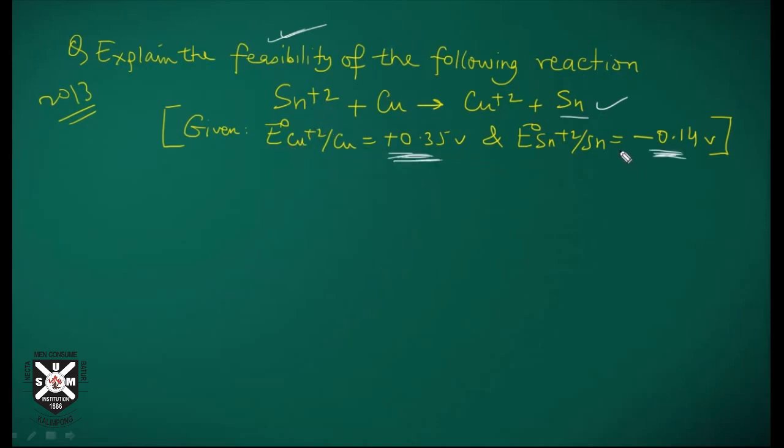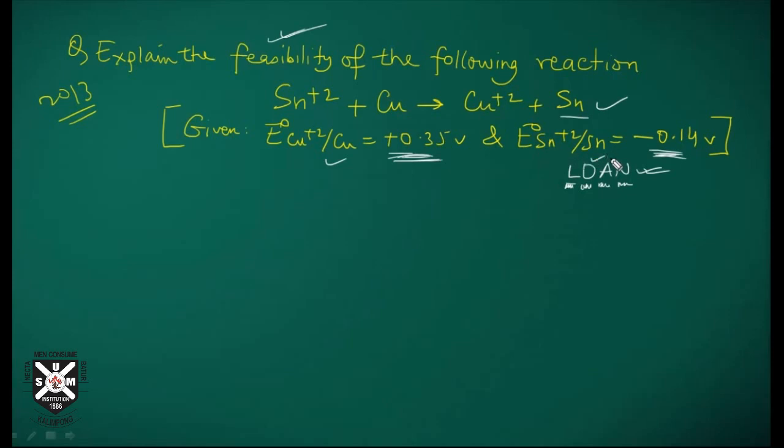From the values given here, we can make out. See, the value of copper is positive. The value of tin is negative. The value of tin is smaller and the value of copper is higher. The smaller number will remain on the left. Left means the LOAN formula will be applied to this. LOAN: L stands for left, O stands for oxidation, A stands for anode, and N stands for negative. You just remember O stands for oxidation.